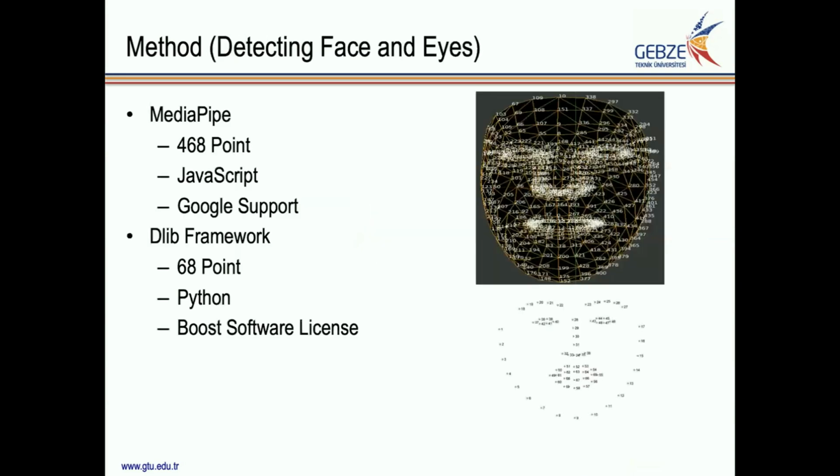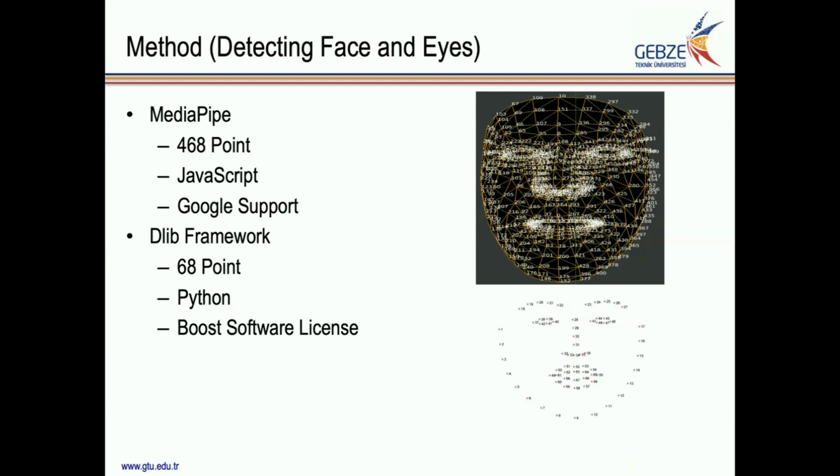To detect the face and eyes, there are some common methods. The MediaPipe and DLIB frameworks are used for this. MediaPipe can detect the face with 468 points. It is very good at detecting the face, but it is not good at detecting eyes. So we have used the DLIB framework to detect the eyes. The bottom image indicates the DLIB points, and the top one is the MediaPipe points.